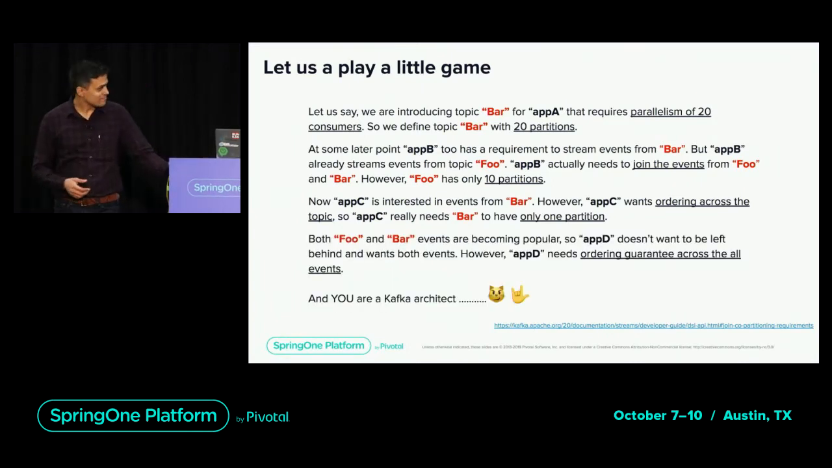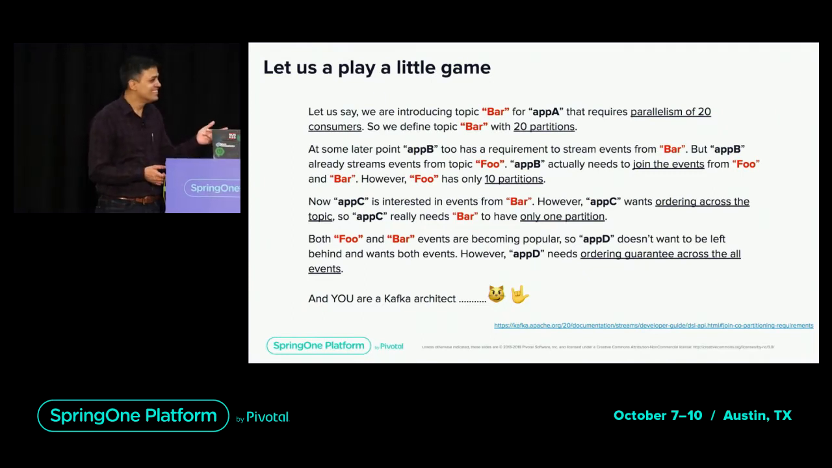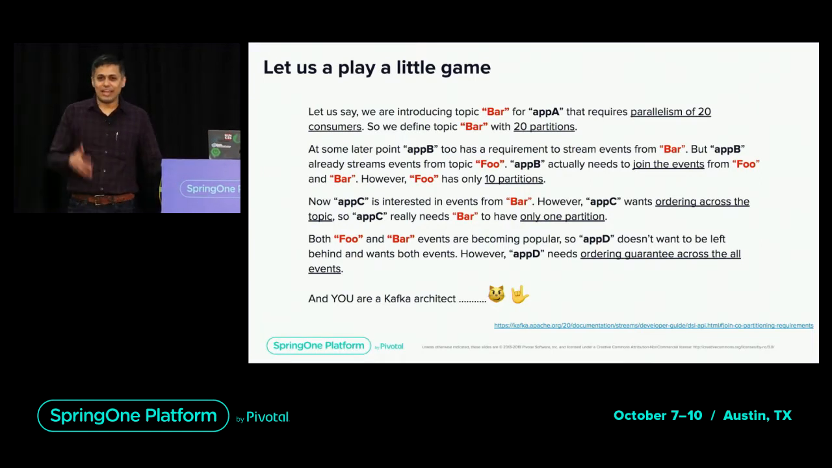Fourth scenario: foo and bar events are becoming very popular, right? So application D doesn't want to be left behind and wants both the events. However, application D needs ordering guarantees across all the events, foo events and bar events. What do you do? You have an ordering guarantee only within one topic and a partition of that topic. But you have two topics, so how do you ensure ordering guarantees? You end up eventually having to create, and now you're still a Kafka architect. So this is how life gets complicated.